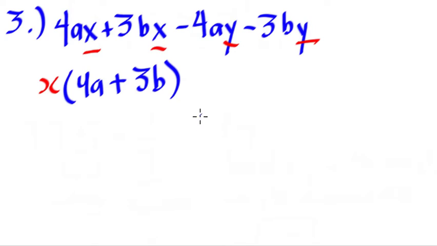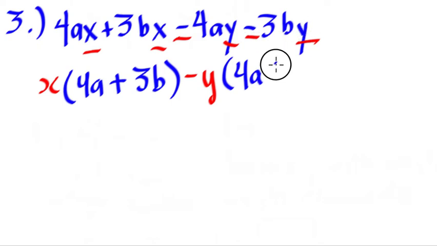Then in this example we can see there's a common minus sign between them. So our common term here is minus y instead of just y, since they're both negative. And then what is left on this side is 4a. How about here? We take the y and the minus sign, so it becomes plus 3b.